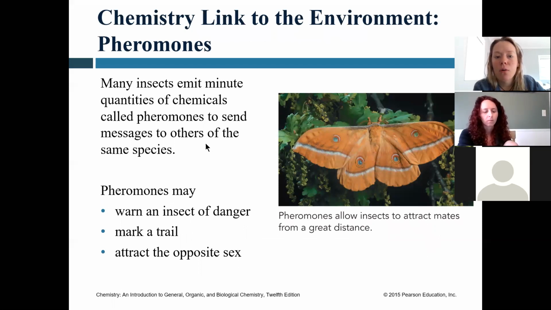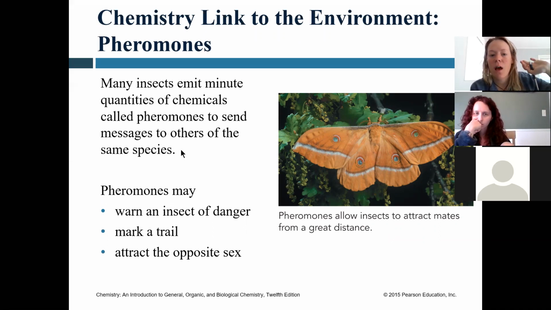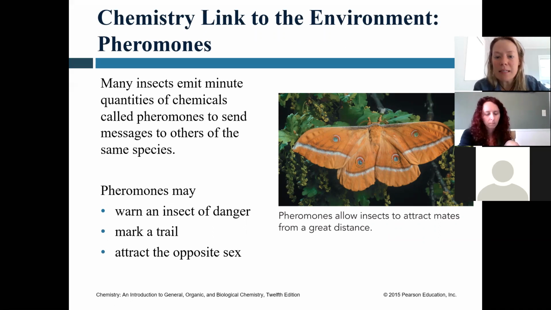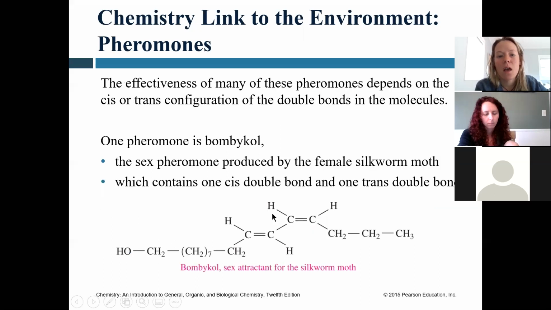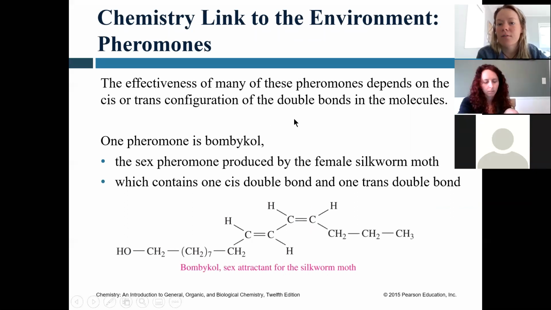Just so you know, as far as FYI, for cis and trans, many insects emit minute quantities of chemicals called pheromones to send messages out to others of the same species. And these usually have to do with cis and trans. Pheromones may warn an insect of danger, mark a trail, or attract the opposite sex. The effectiveness of many pheromones depends on the cis or trans configuration of where the double bond is happening.